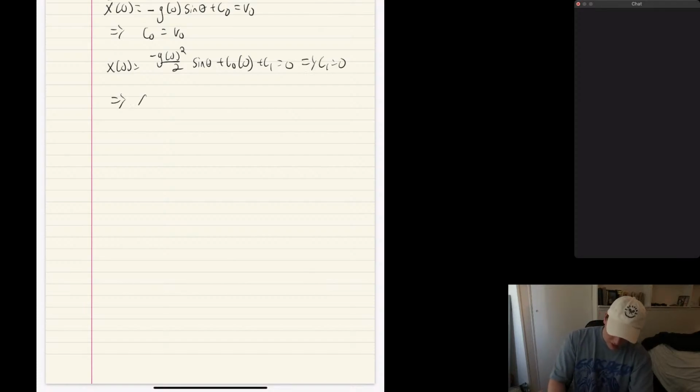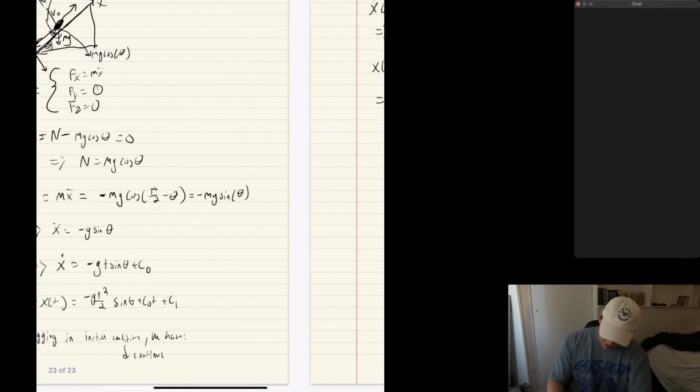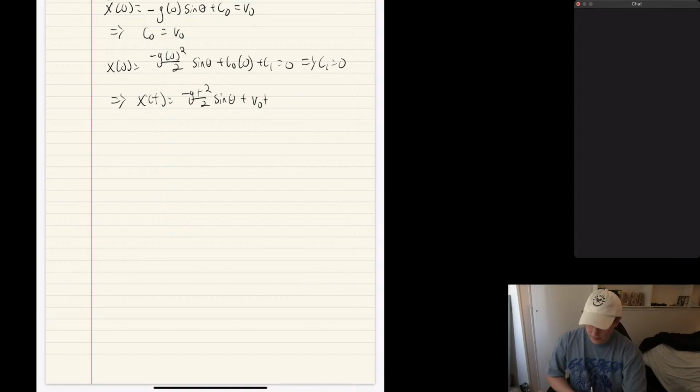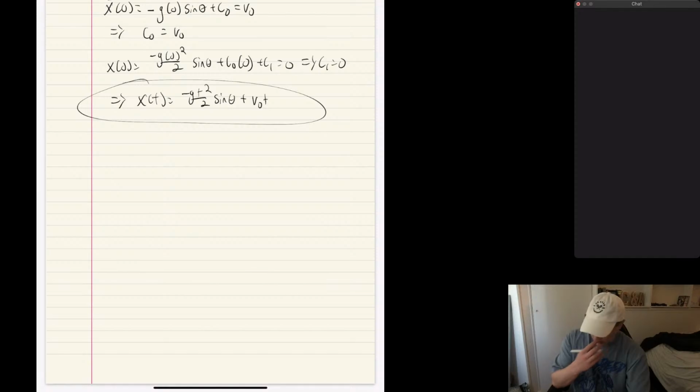So our position x should be given by negative gt squared over 2 sine theta plus v0t. And that is what the answer key has. I think that's right. Not 100% sure, but I'd like to think it's probably correct. Okay. Now let's go to part B, and then I'm going to end the live stream again. But now I at least have a better idea of how to actually do this.